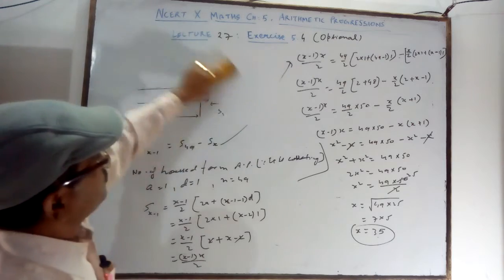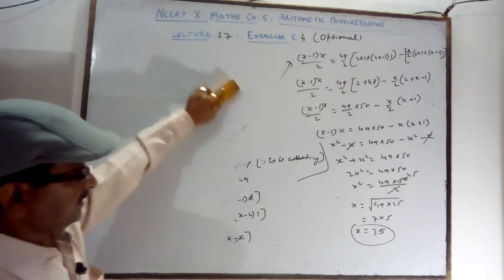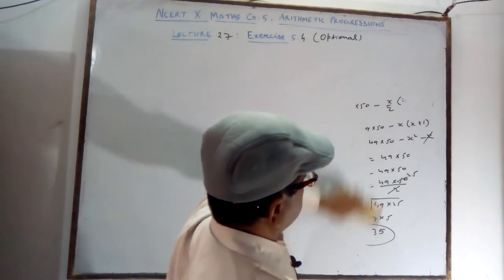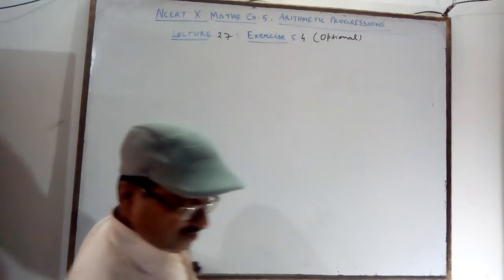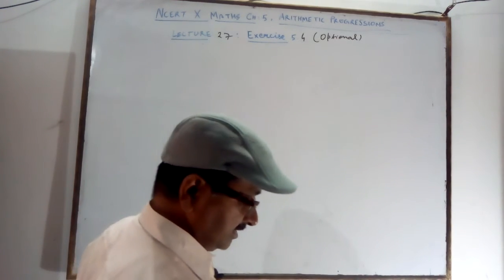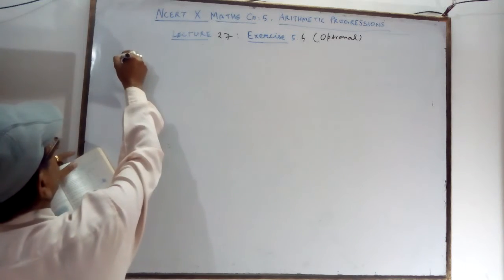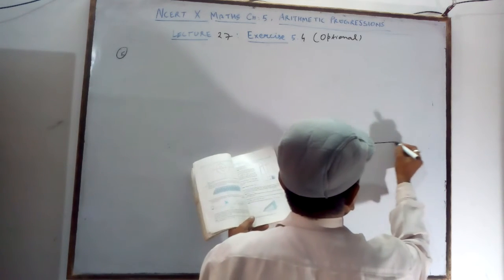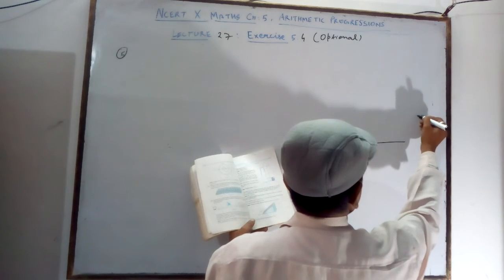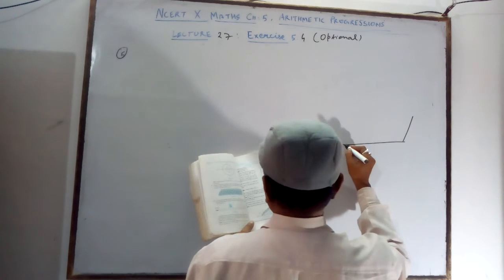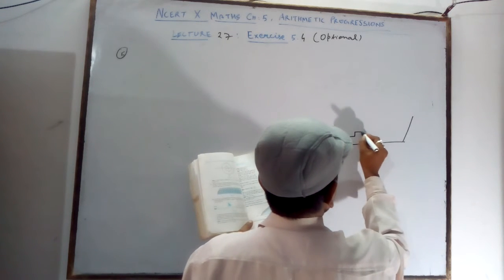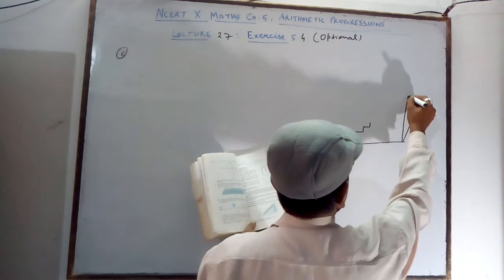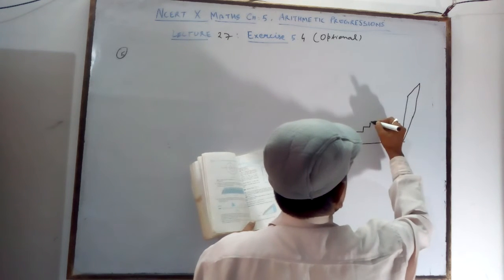Question number 5, the last question of this optional exercise and of this chapter also. There is one staircase you want to prepare. There is a very important figure you are seeing here. One staircase will be formed like this. So at last you are getting it like this.